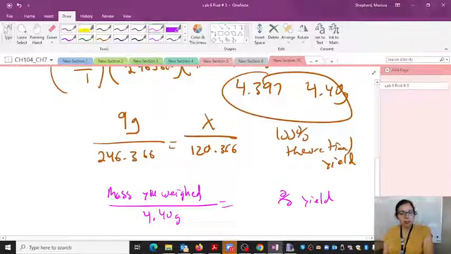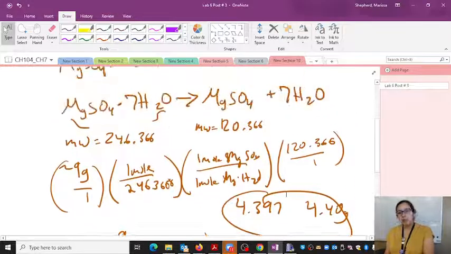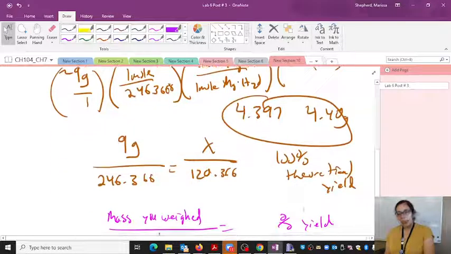It should ideally be somewhere around 100%. It might be a little bit higher if you didn't quite get it dry, or it might be lower. At home I was getting like 99%. It's supposed to be close to that. A lot of people get close to that, a little over or a little under.